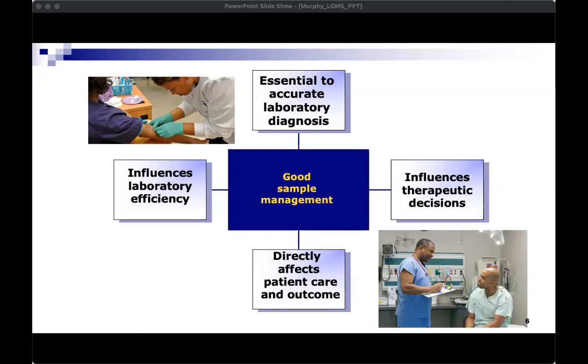It's for the patients. So inaccuracies in testing can impact things like the length of hospital stays, as well as hospital and laboratory costs. Inaccuracies can affect laboratory efficiency and lead to repeat testing, which results in waste of personnel time, supplies, and reagents. So there are a lot of downstream effects that can be seen with inaccurate results as a result of poor sample management.